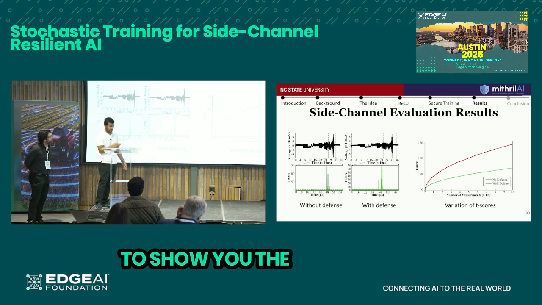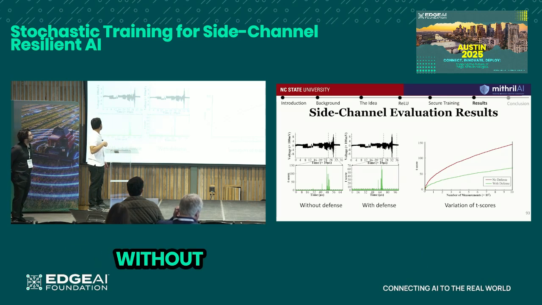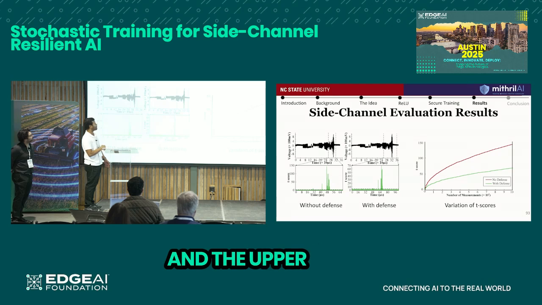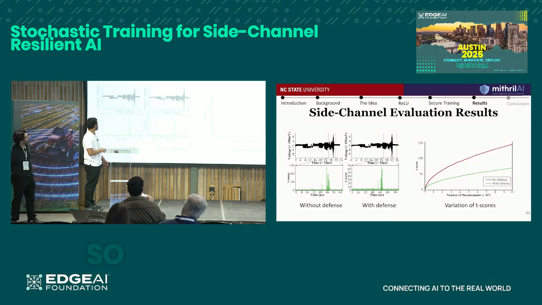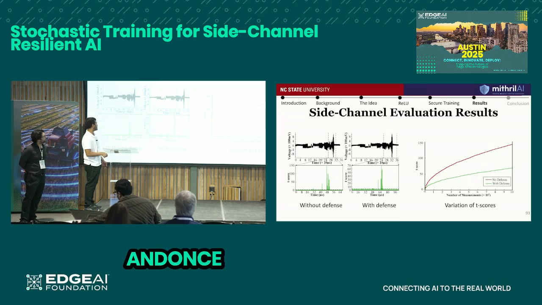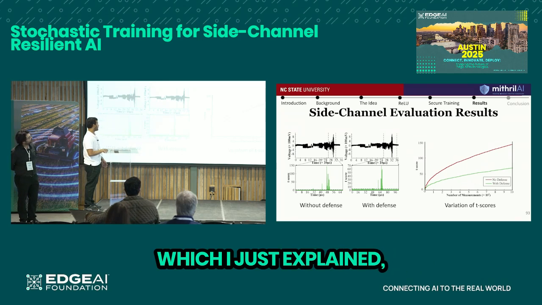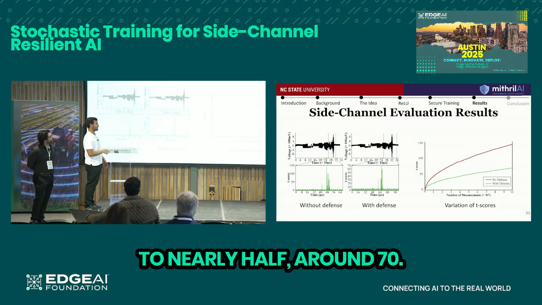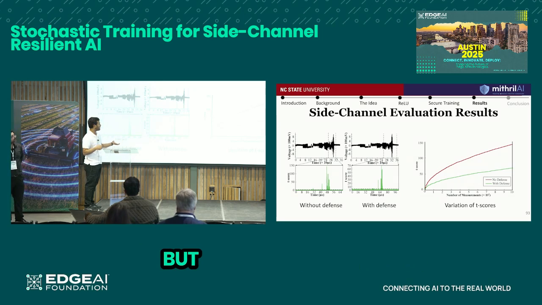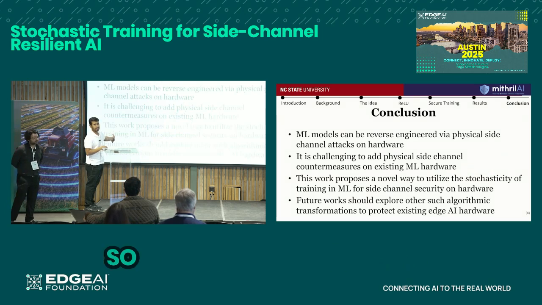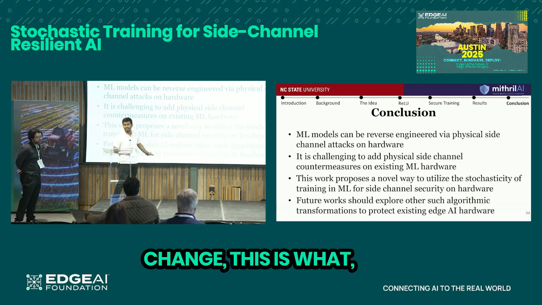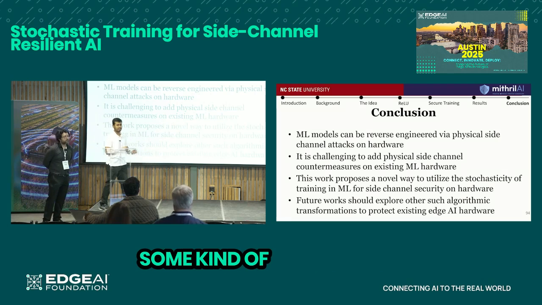And yeah, just wanted to show you the results here. Without the training, without any defense, the lower plot is the t-score plot and the upper plot is the power side channels plot. So you can see that the t-scores, or the leakage, is somewhere around 140 to 150 without any defense, and once I apply the defense, which I just explained, it drops down to nearly half, around 70. So well, there's still leakage, right? Because the thresholds are crossing 4.5, but it's still less than what it was before. So if we cannot change the hardware, we cannot change the compiler, and we just have the source code to change, this is one way we can achieve some kind of side channel security.